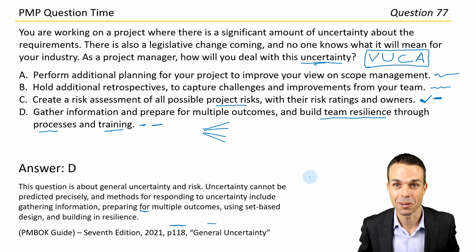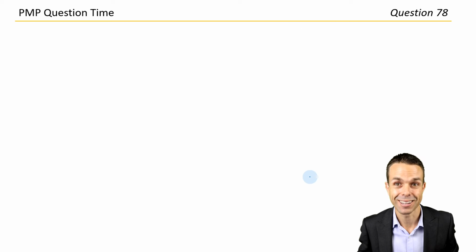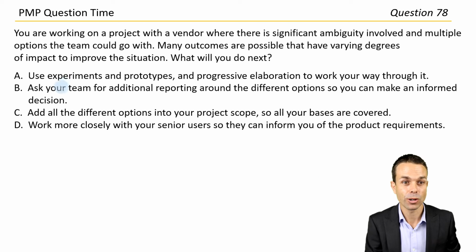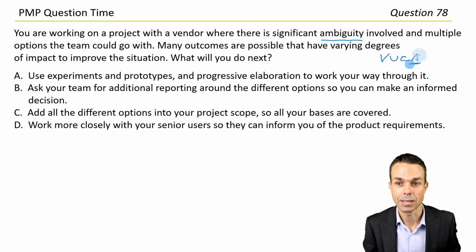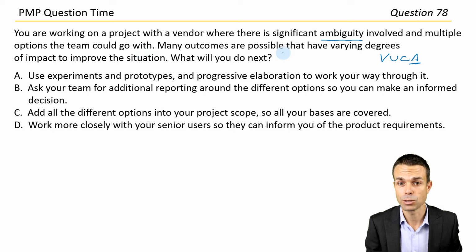How did you guys go with that one? All right, only a few to go. Let's get into it. You're working on a project with a vendor where there is significant ambiguity involved. Okay, again, VUCA, ambiguity, and multiple options that the team could go with. Many outcomes are possible that have varying degrees of impact to improve the situation.